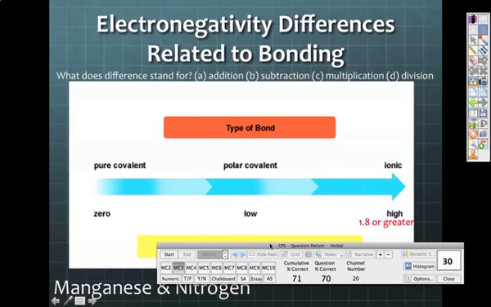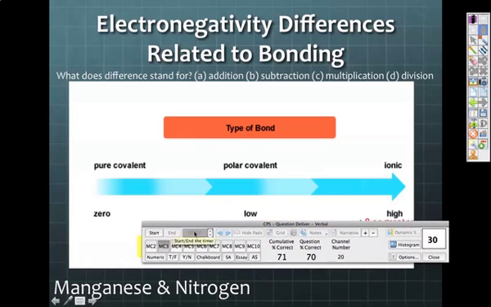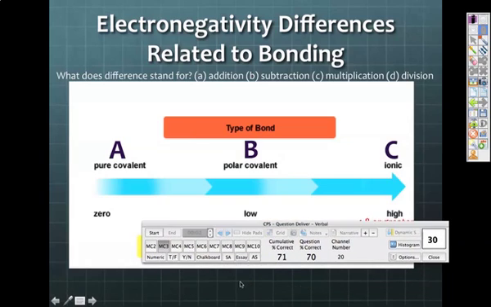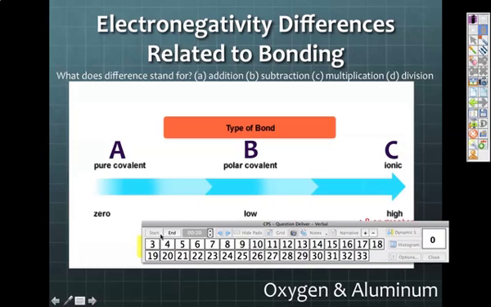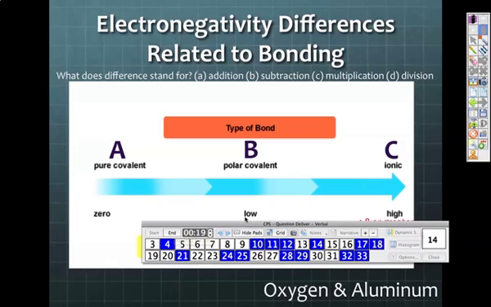Yes. Okay, here's another one. Oxygen and aluminum. Find them on your chart. I've got for oxygen 3.4 and aluminum 1.6. Is that what you guys have? 3.5 and 1.5? Okay. Use those then. 20 seconds on the clock.